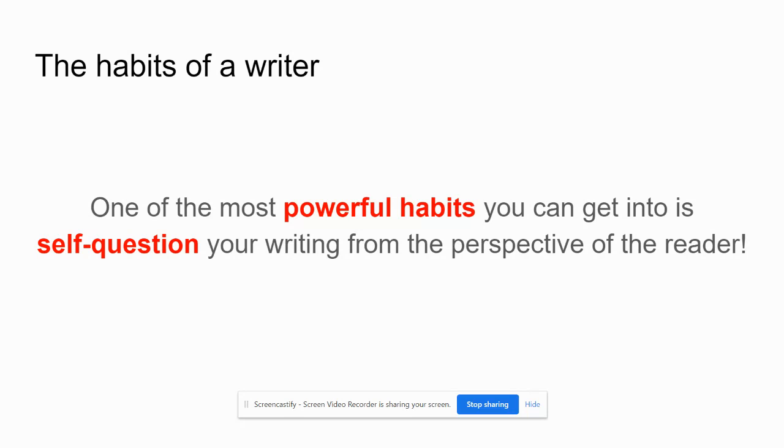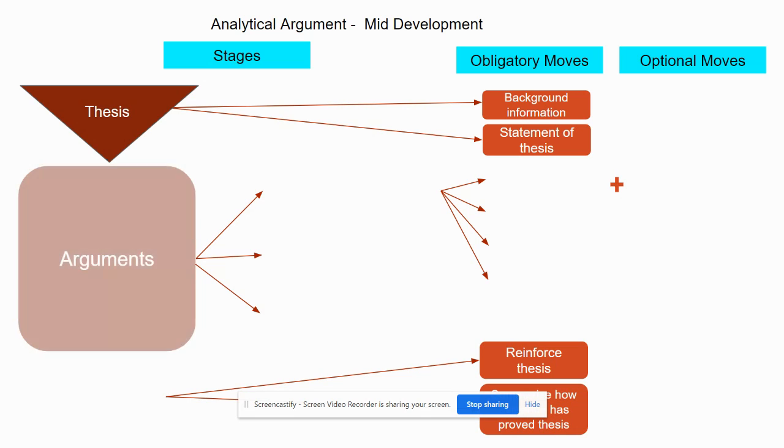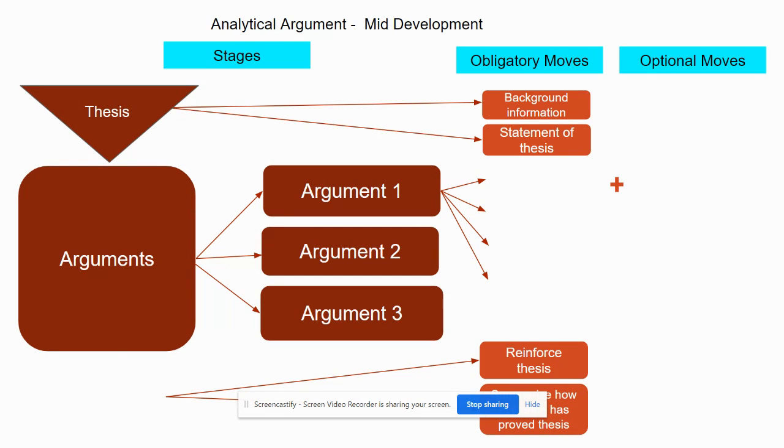Remember that one of the most powerful habits we can get into as a writer is to always be looking from the perspective of a reader and asking ourselves questions. So let's just review the structure of an argument that we're going to put this in the context of. We start with a thesis statement, the thing we want to prove, and then we break that thesis statement down into the separate arguments that will prove it, and then we reinforce the thesis at the end.